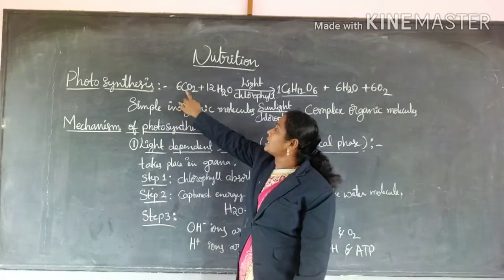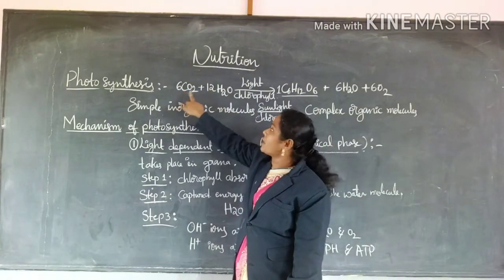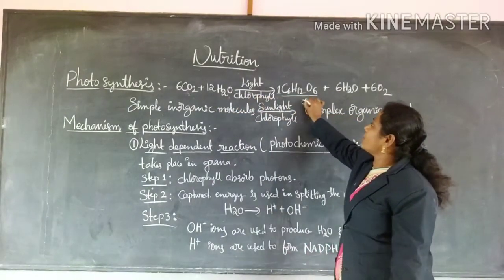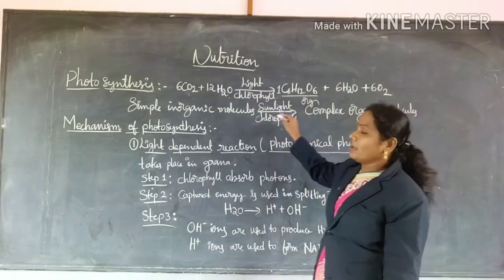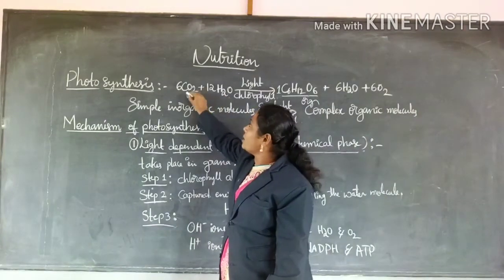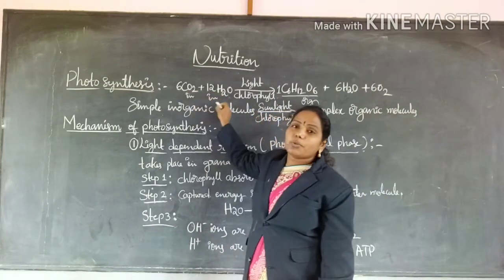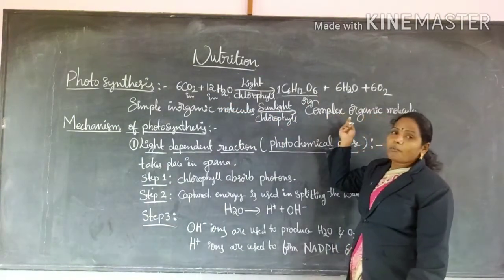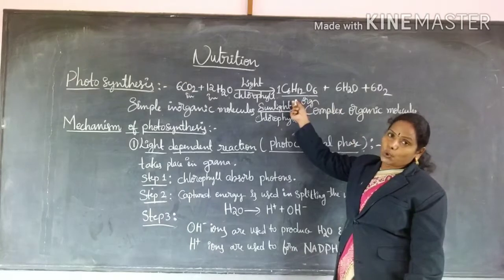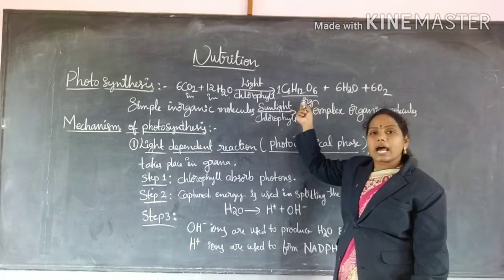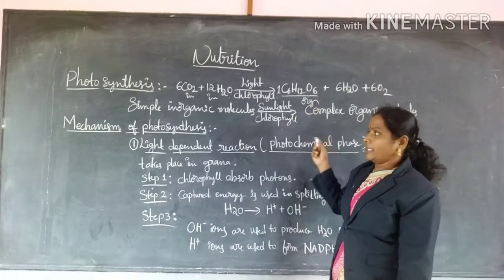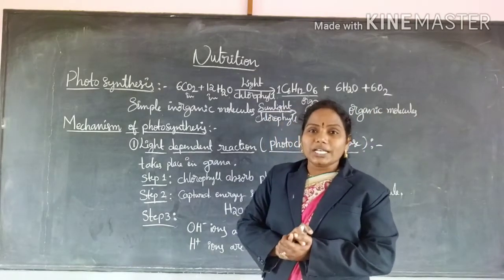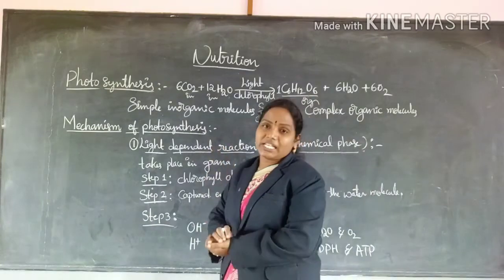Here carbon dioxide and water are inorganic molecules, and glucose is an organic molecule. These two inorganic molecules are forming one complex compound called glucose, or we can say starch also. Okay, this is about photosynthesis, and now we are going to learn the mechanism.